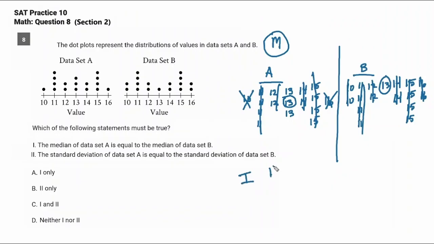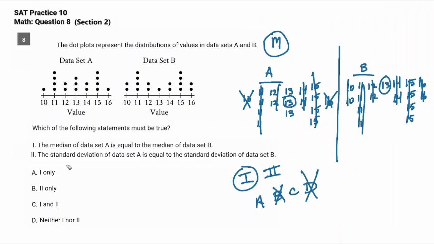Write down Roman numeral 1, Roman numeral 2. Write down A, B, C, D, and then just take Roman numeral 1, and let's see what's going on. Median of data set A is equal to the median of data set B. Well, that's true, right? So Roman numeral 1, we got to have that in the answer. A has it in the answer, B does not, C has it, and D does not. All right, that was the hard part of this question.